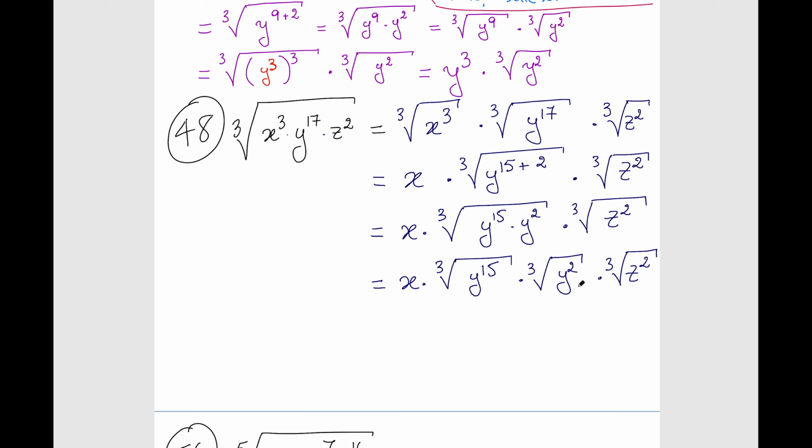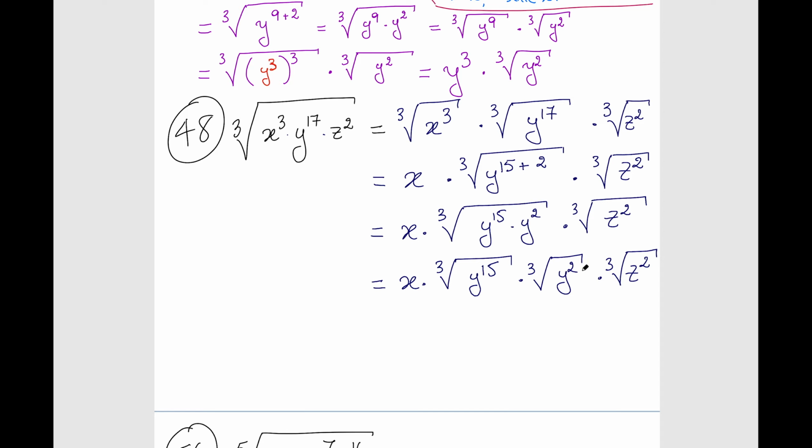This is simplified. Why? For the same reason this is simplified. We needed less than the index amount of copies of that base y to make up the y squared. So I don't have a factor other than 1 that's a perfect third power, a factor of y squared that's a perfect third power. So as such, this is simplified. So this is simplified, this is simplified.